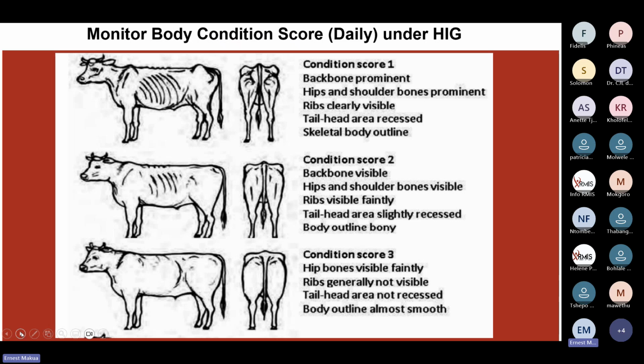And the ideal body condition score: you have to monitor your cattle body condition score on a daily basis under high intensity grazing. You have to have knowledge in terms of pasture management. You have to monitor your pasture growth, because that will be the element that will tell you if you need to move your cattle to another camp or not. But then you need to have that knowledge. Ideally, your cattle must be between 3 and 3.5 for the purpose of having a conception rate of above 80%.